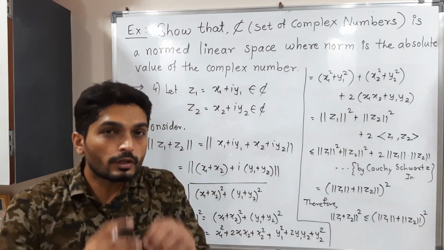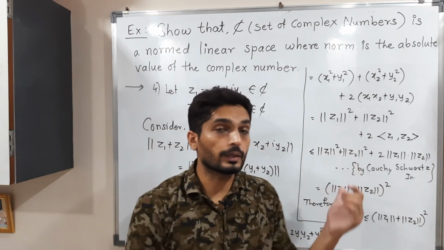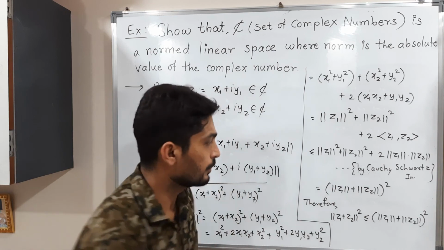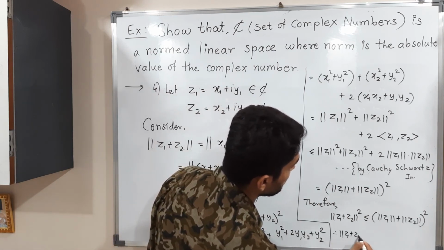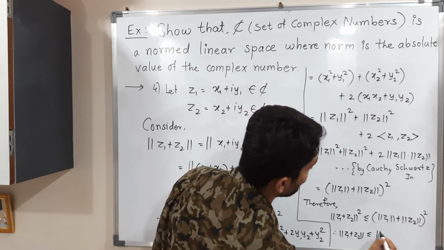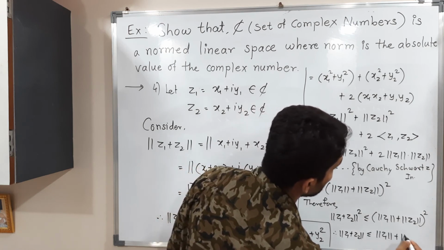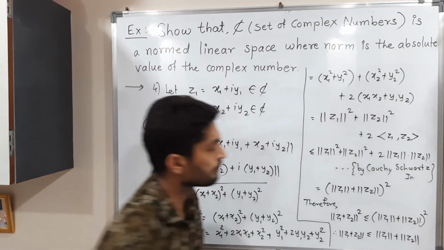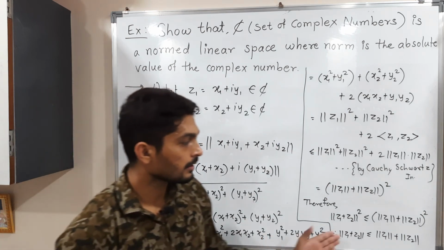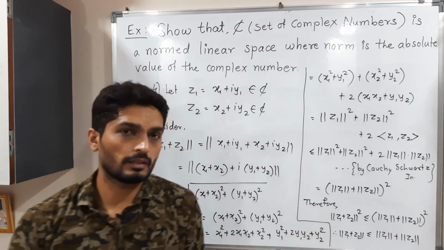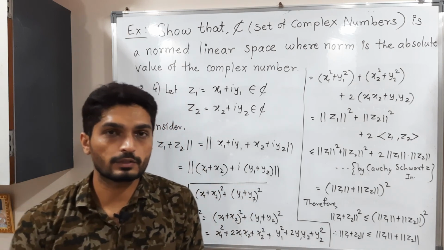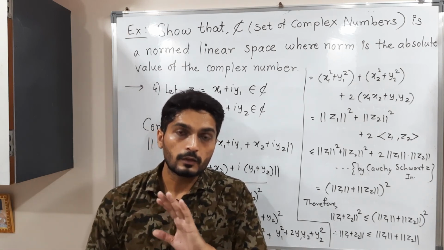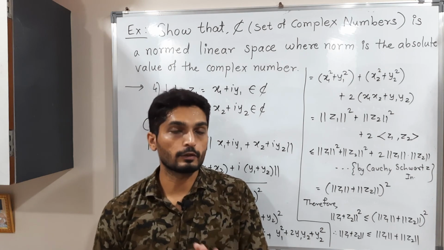To remove the squares, I will take the square root of both sides, obviously the positive square root. So norm of z1 plus z2 is less than or equal to norm z1 plus norm z2. In this way we can say the last condition is also satisfied. So all conditions are satisfied, therefore we can declare it as a norm on C, the set of complex numbers.